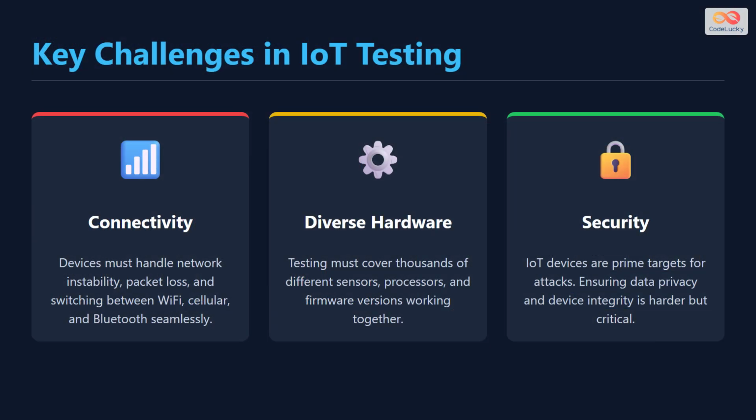Testing IoT comes with unique hurdles. First, connectivity can be unreliable. Devices might lose signal or switch networks unexpectedly. Second, the hardware is incredibly diverse, with thousands of different sensors and chips. Finally, security is paramount, as every connected device is a potential entry point for hackers.